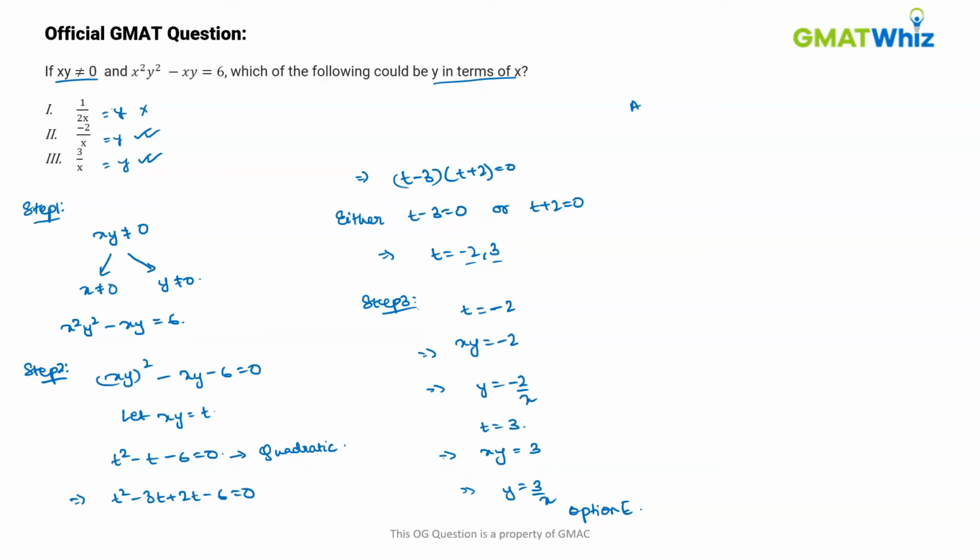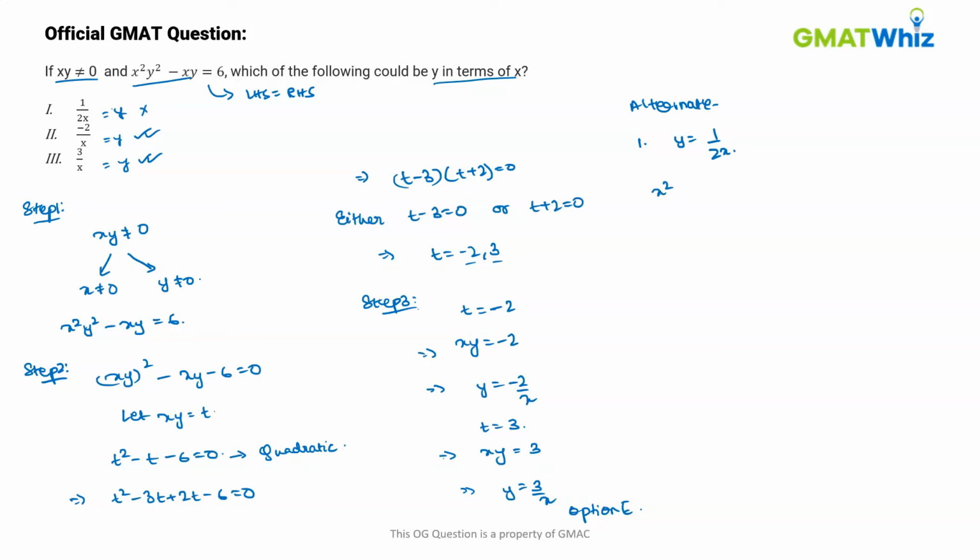So let's try the alternate approach as well. Since all of these given options are values of y, we can plug in these values in the given equation and check if the left hand side is equal to right hand side. If it's satisfied, then that value of y is possible, otherwise it is not. Let's start with option 1, which is y equals 1 by 2x.